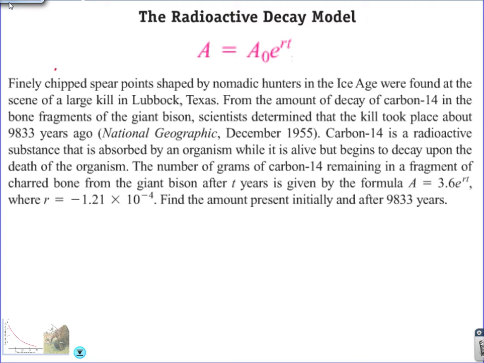So it says here the number of grams of carbon-14 remaining in the fragment of charred bone, because in these subsequent problems, you're going to have some half-life type problems on these too.